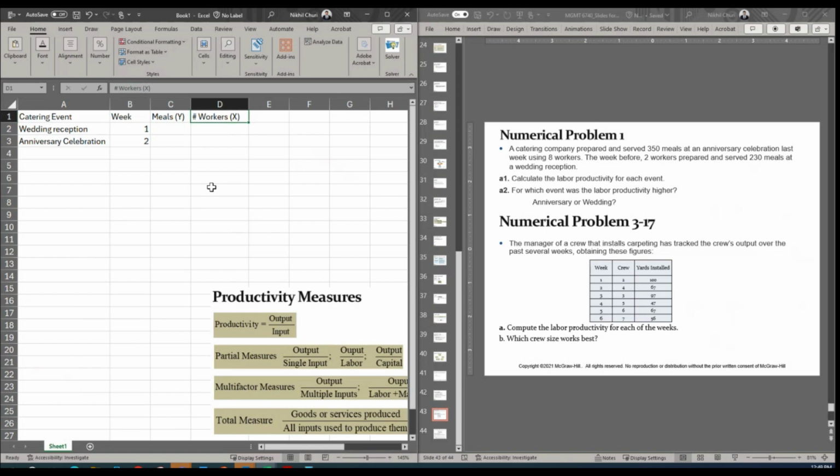So let's fill in this information from whatever is given over here. For the wedding reception, 230 meals was the output. And for anniversary celebration, 350 meals. And the number of workers used are 2 in this case, and for the 350 meals is 8. Awesome. So looks like we have formulated this table. A very good habit, very good practice.